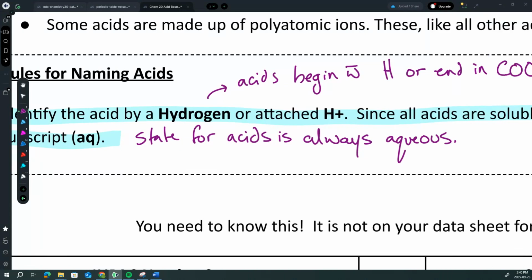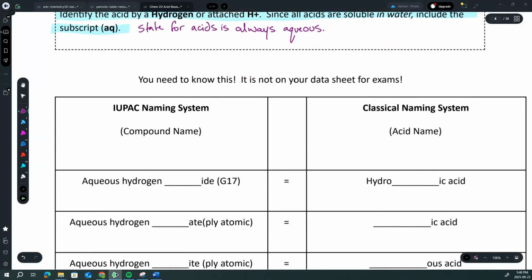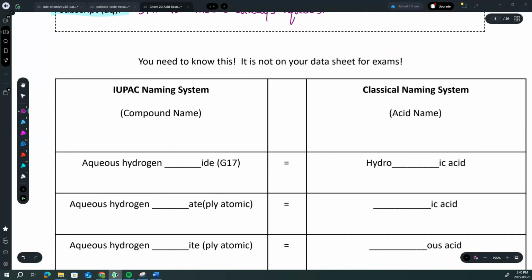So aqueous just means that the substance is dissolved in water. Okay. So what you need to be aware of is how to name acids. What you are used to is the IUPAC naming system. However, most of the times acids are referred to using the classical naming system. So we need to be aware of both, and you need to know how to name acids using the classical naming system.